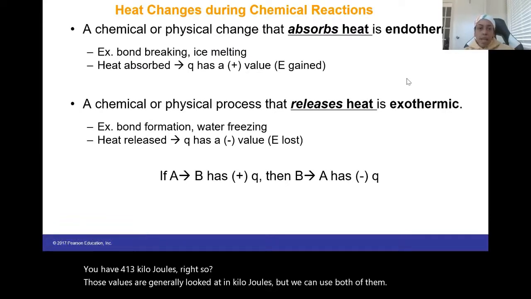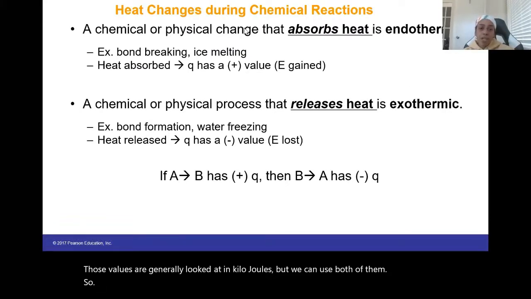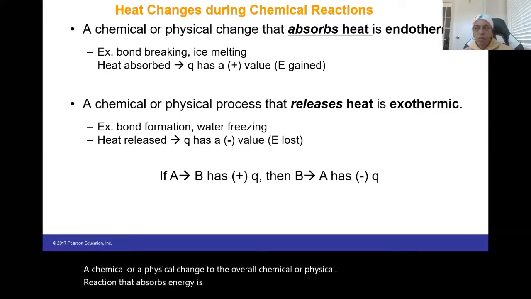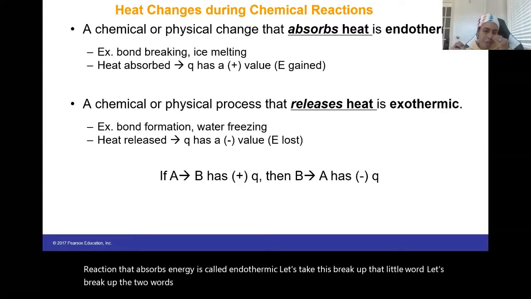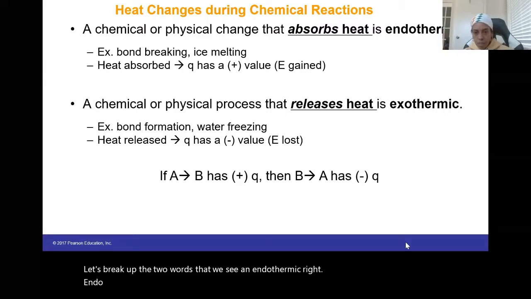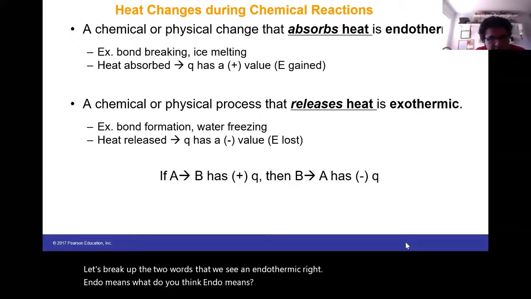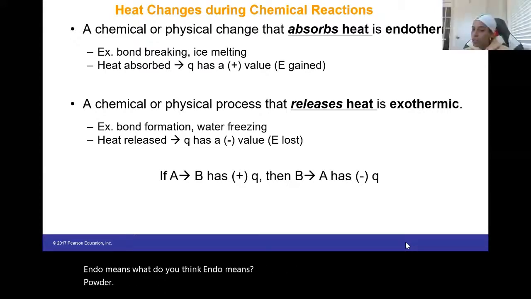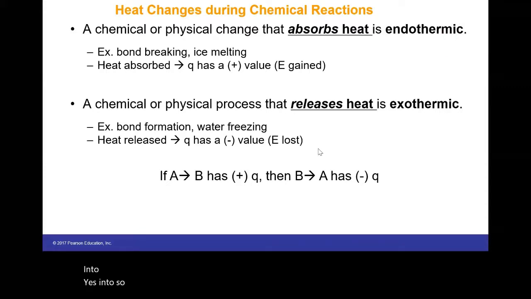So an overall chemical or physical change that absorbs energy is called endothermic. Let's break up the two words that we see in endothermic, right? Endo means what? What do you think endo means? Into. To absorb. Yes, into. So endo means in, right?